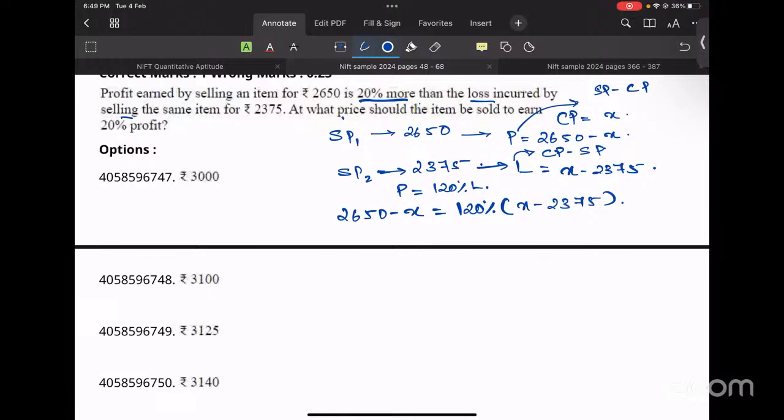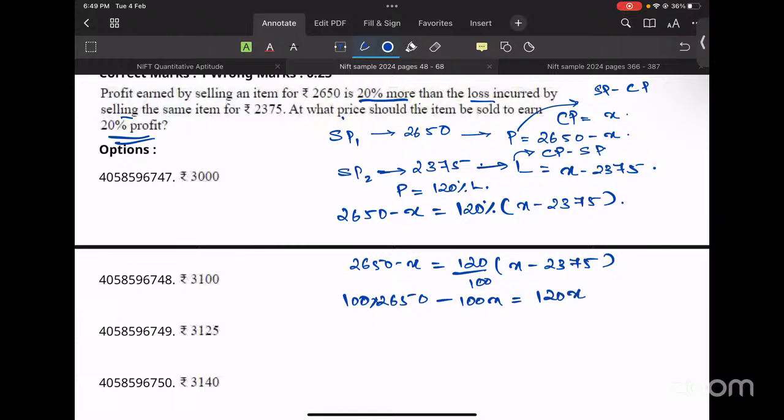At what price should the item be sold to earn a profit of 20%? That we will do after finding the cost price. So now you can solve this for the cost price. It is 2650 minus X equals 120 by 100 into X minus 2375. Better to remove a 0, we shouldn't carry all the zeros with us.